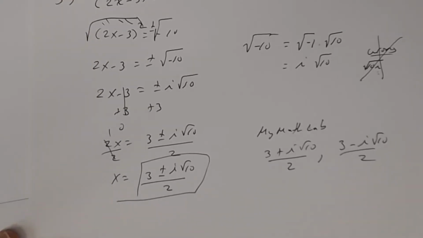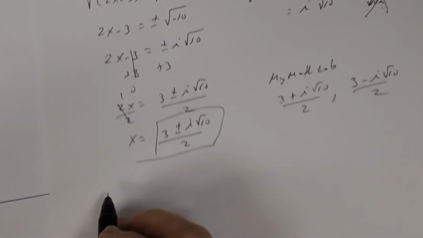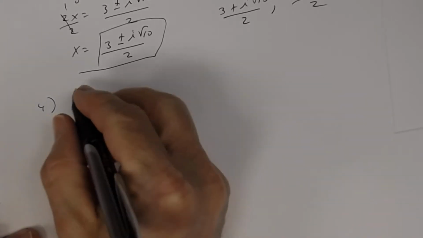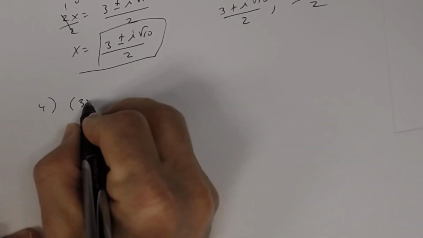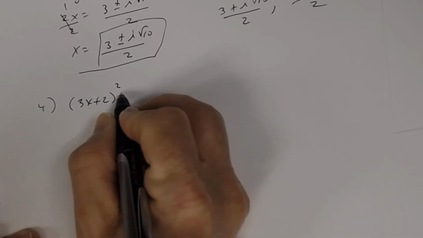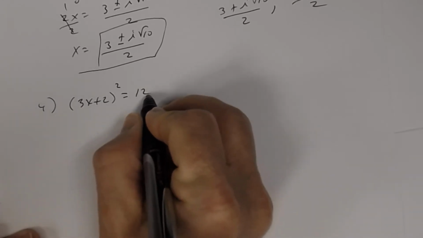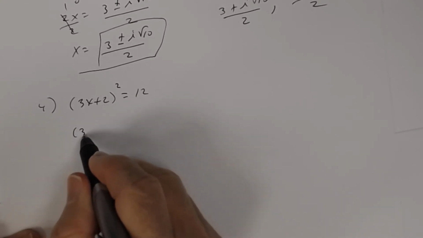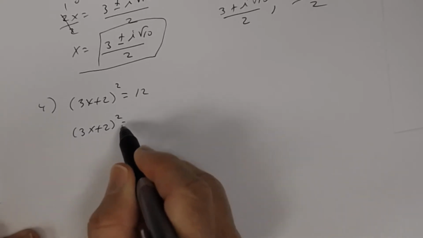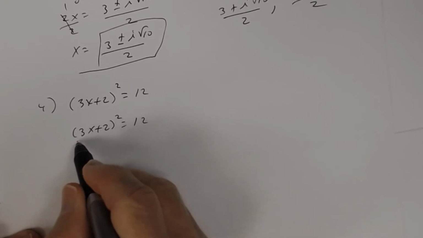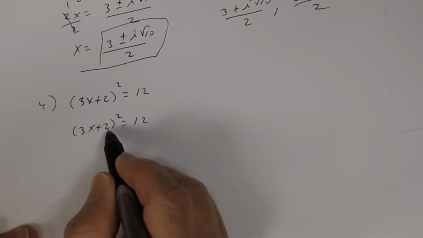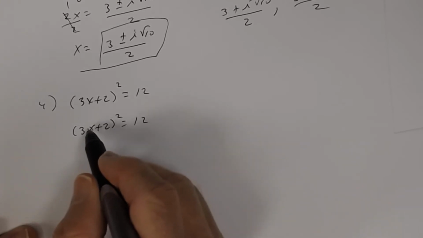And then let's go ahead and look at number 4. Okay, so in number 4, we have this quadratic equation, (3x plus 2) squared equals 12. All right, and then let me go ahead and rewrite this over. So (3x plus 2) squared equals 12. We're going to take the square root of both sides. We're going to use the square root property to get the expression by itself.